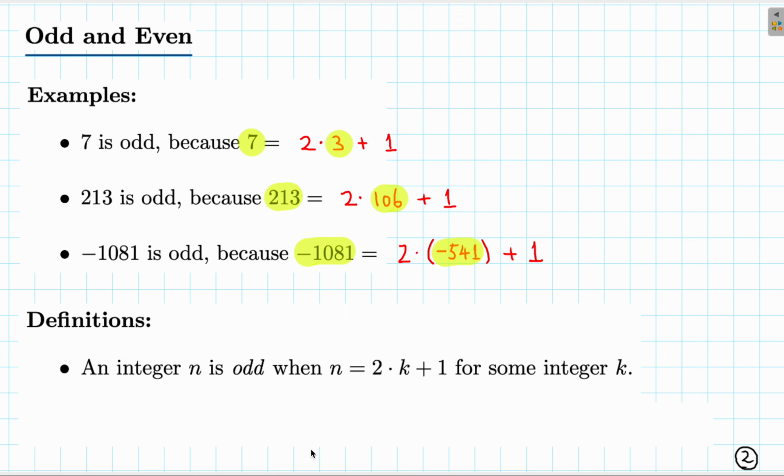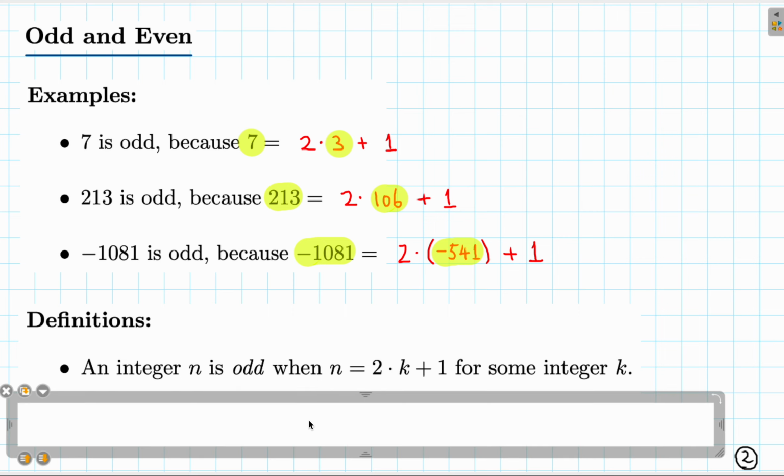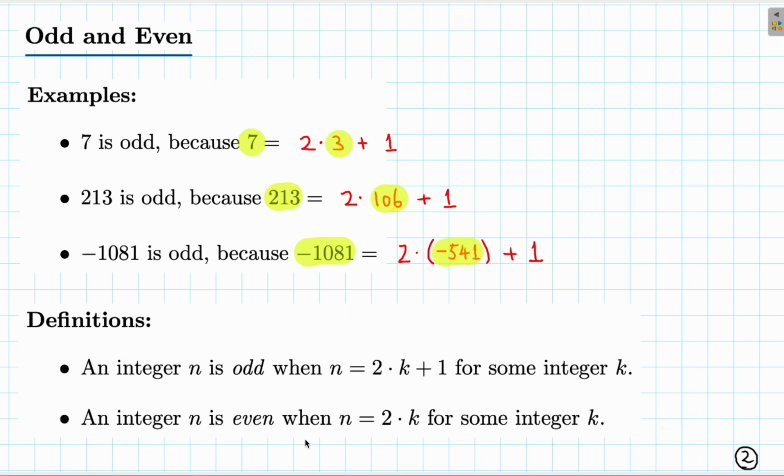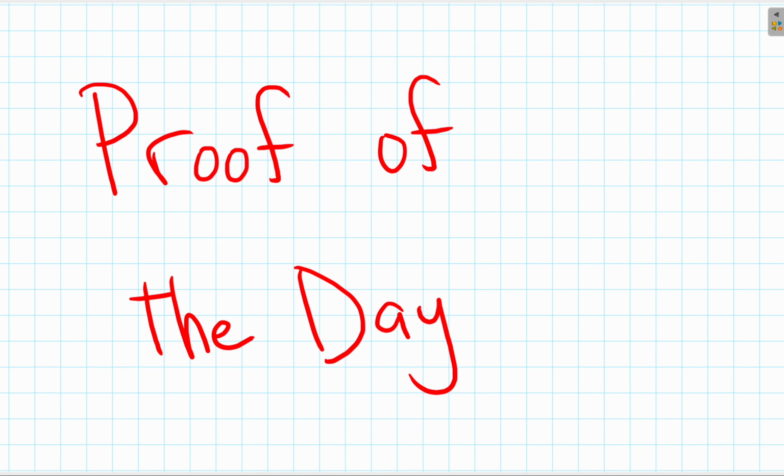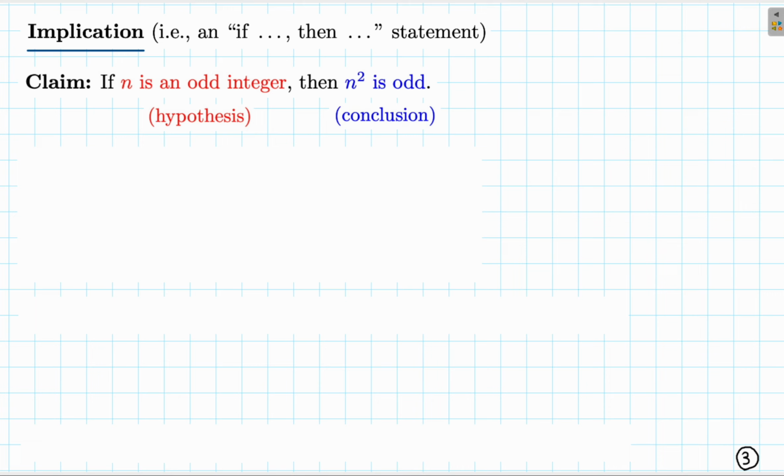Now, when we talk about odd, naturally we can also talk about even. And we say that an integer n is even when we can write it as n equals 2 times k for some integer k. So those are going to be our definitions of odd and even. And now we're ready for our very first proof of this course.